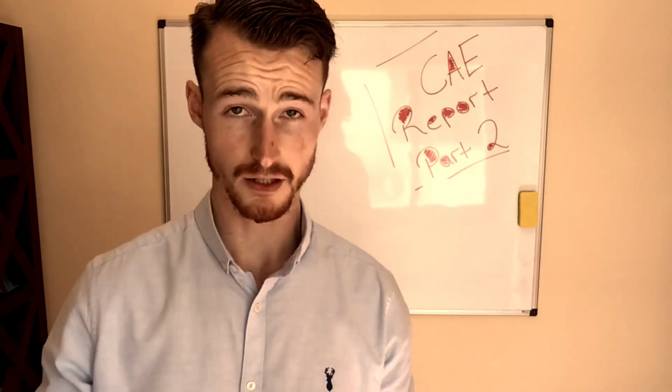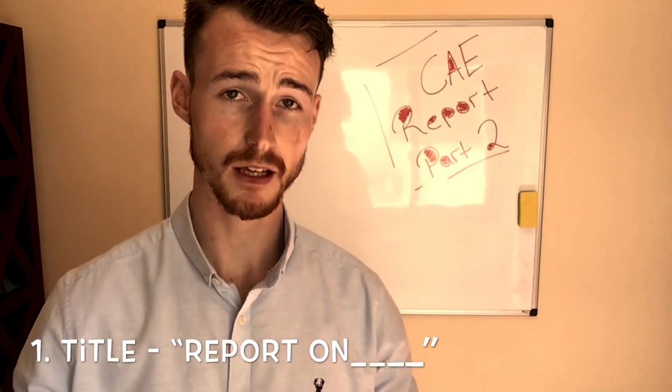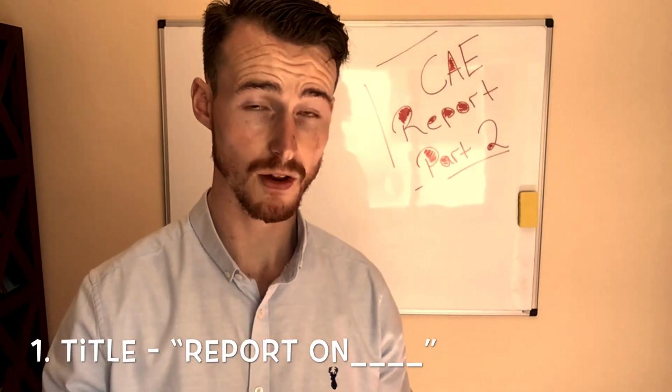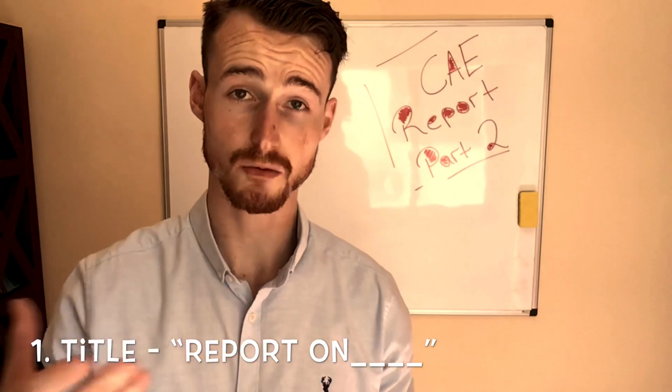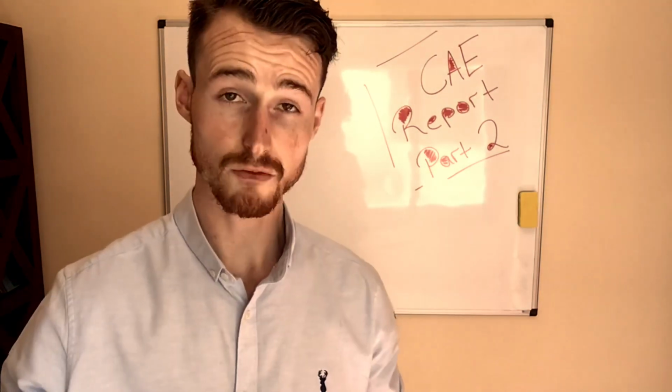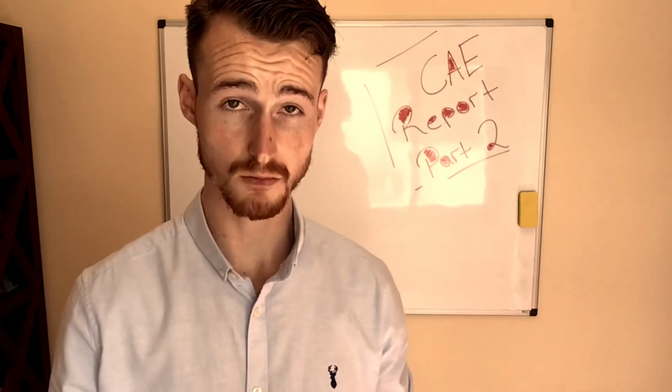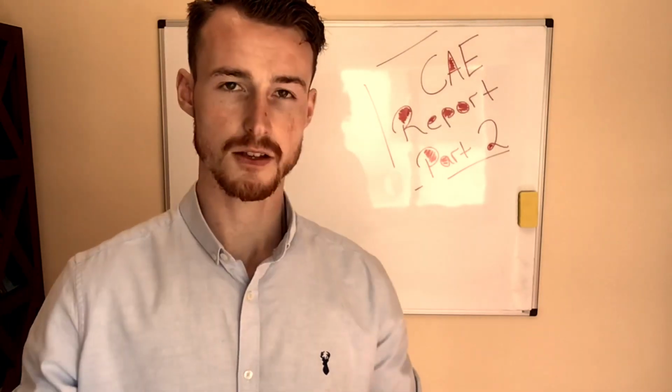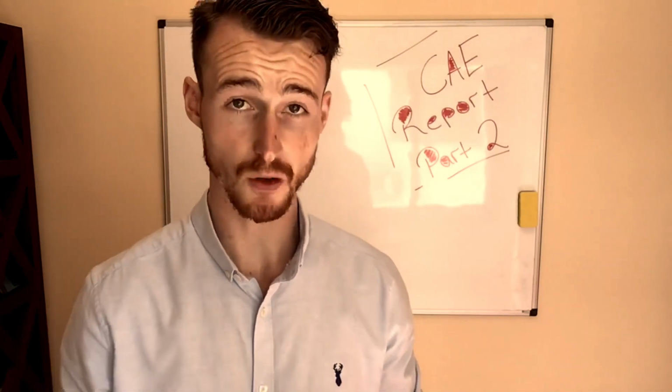First, we want to start with a title. Now the title could be something like "Report on", and then you write the topic of what you're reporting on. In paragraph 1, this is where we're going to have an introduction. You can write the heading "Introduction" if you want to, although it's not obligatory. So this is where we're going to state the purpose of the report.